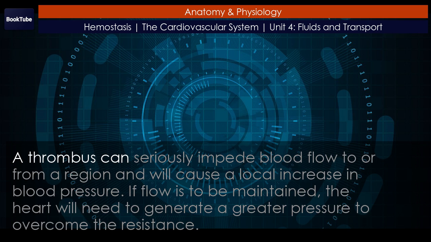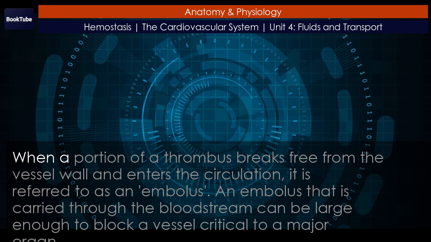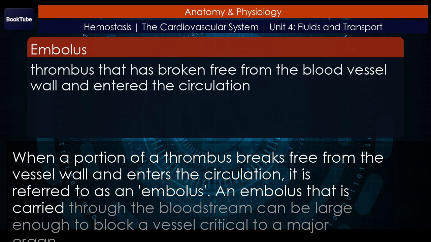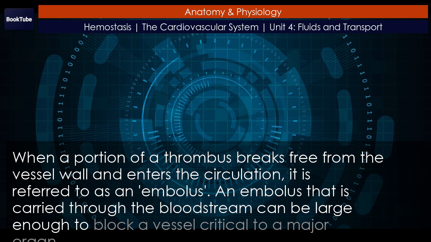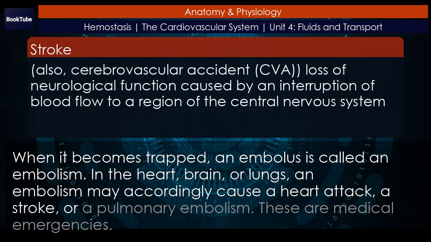A thrombus can seriously impede blood flow to or from a region and will cause a local increase in blood pressure. If flow is to be maintained, the heart will need to generate a greater pressure to overcome the resistance. When a portion of a thrombus breaks free from the vessel wall and enters the circulation, it is referred to as an embolus. An embolus that is carried through the bloodstream can be large enough to block a vessel critical to a major organ. When it becomes trapped, an embolus is called an embolism. In the heart, brain, or lungs, an embolism may accordingly cause a heart attack, a stroke, or a pulmonary embolism.